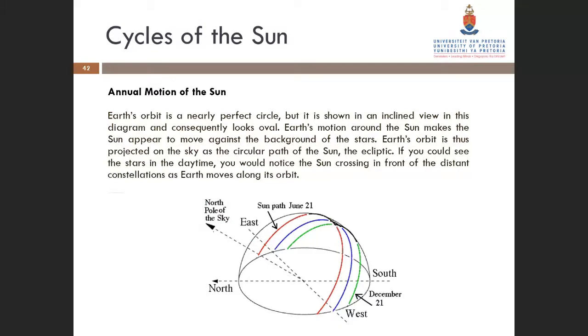So, annual motion of the sun. Earth's orbit is a nearly perfect circle, but is shown in an inclined view in this diagram and consequently looks oval. Earth's motion around the sun makes the sun appear to move against the background of the stars. Earth's orbit is thus projected on the sky as a circular path of the sun, the ecliptic. If you could see the stars in the daytime, you would notice the sun crossing in front of the distant constellations as Earth moves along its orbit.